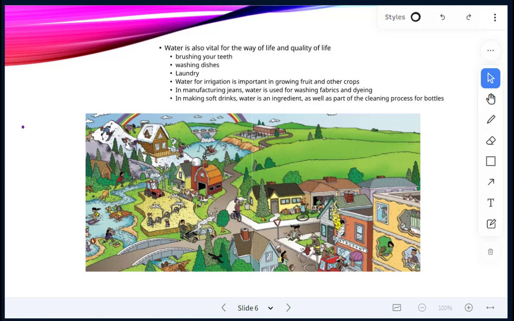But water is also vital for the way of life and our quality of life. We need water when we brush our teeth, take showers, wash our dishes, do our laundry, for irrigation, farming, growing fruits and crops. Even when we manufacture jeans, water is used for washing the fabrics and for dyeing. Making soft drinks, water is the main ingredient. It's even part of the cleaning process for the bottles. Then we also see recreational activities and so on, like swimming and skiing.